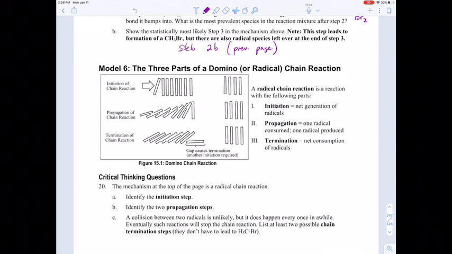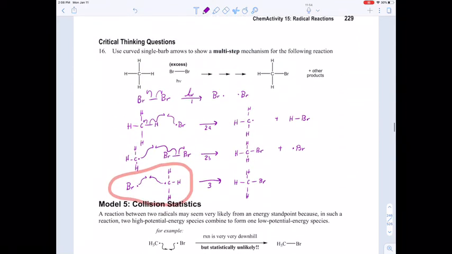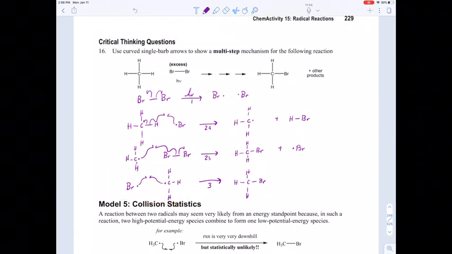Initiation is the net generation of radicals. That's the first thing that happens. Propagation is where one radical is consumed, and when one's consumed, another one is produced. Termination is when radicals get used up and they don't produce any new ones. So at the top of the page, actually let's go back to the previous page, I think. Identify the initiation step, the propagation step, and a termination step on the previous page. Okay, so back here, hit pause if you need to, and we're going to label these.